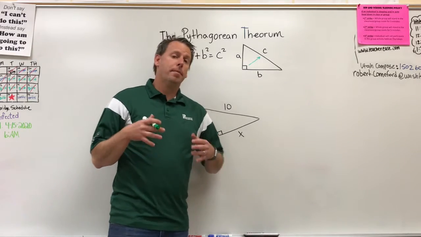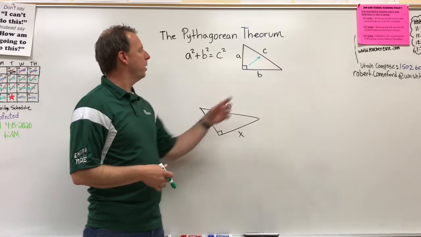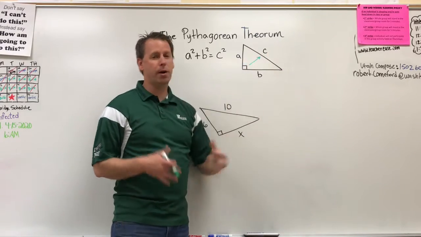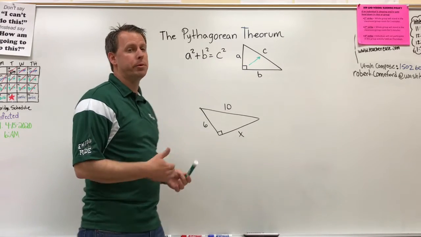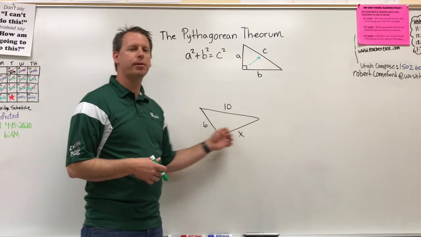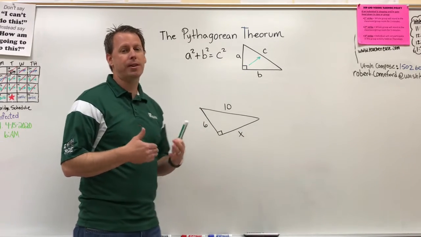Hey guys, so in our last lesson we looked at the Pythagorean theorem and we solved some problems where we were missing C, the hypotenuse, the side that's across from the right angle, right? In all our problems we were solving for C. Today we're going to be looking at some triangles where we're missing one of the other sides, so not C, either A or B, and we're going to look at how to solve those.